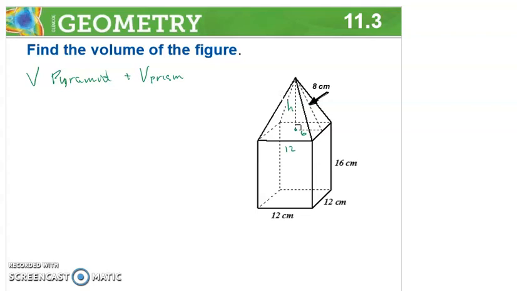So the volume of this one is going to be the volume of the prism at the bottom added to the volume of the pyramid at the top. So let's think about the two formulas. The volume of the top is a pyramid. That's 1/3 the base area times the height. So I need to figure out the base area of the pyramid at the top.